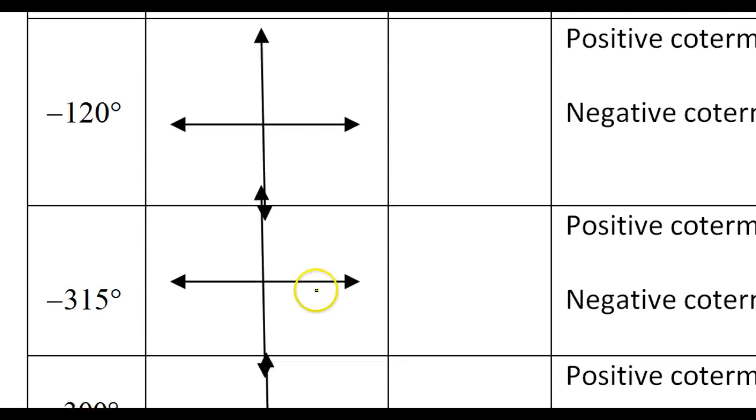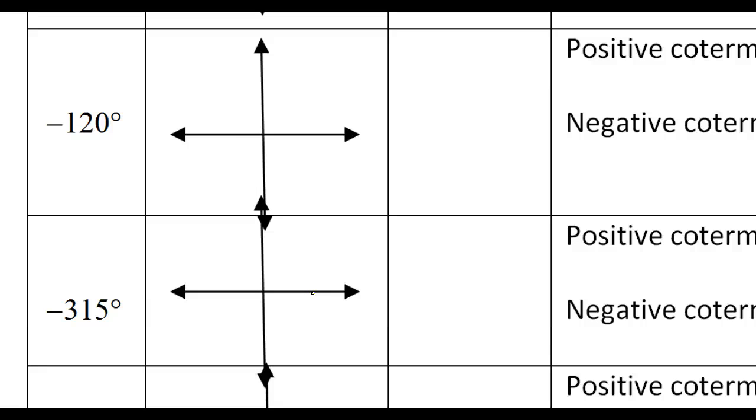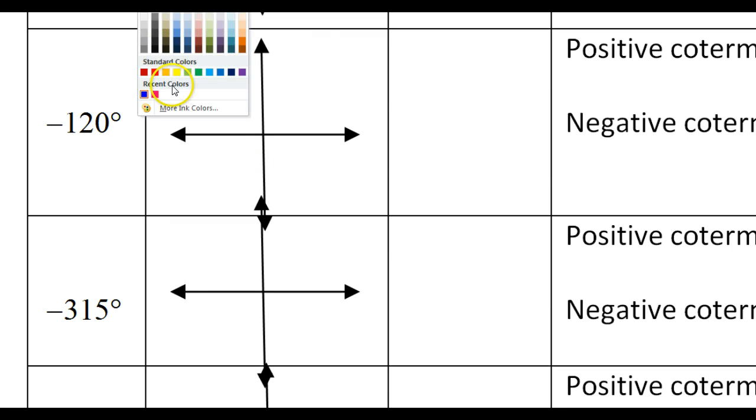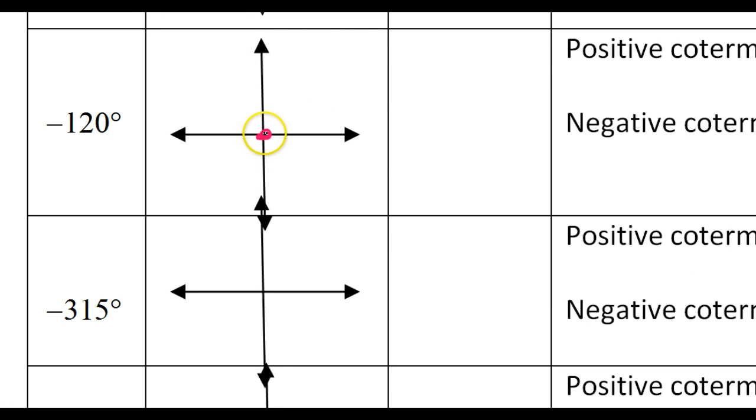Okay, now a negative 120. Let's do the sketch. So there's our initial side. Negative 120, so we're going clockwise because we're doing negative. If I went to there, that's negative 90 so far. If I went to here, that would be negative 180. That's too far, so I need to stop short of that. So that's how I know I'm going to be somewhere in this quadrant.